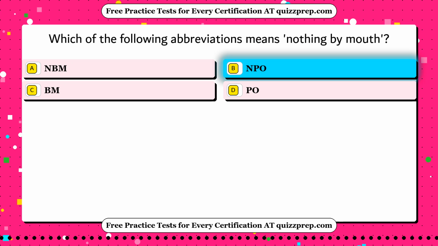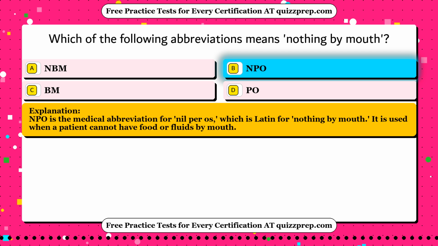The correct answer is option B. NPO. NPO is the medical abbreviation for nil per os, which is Latin for nothing by mouth. It is used when a patient cannot have food or fluids by mouth.